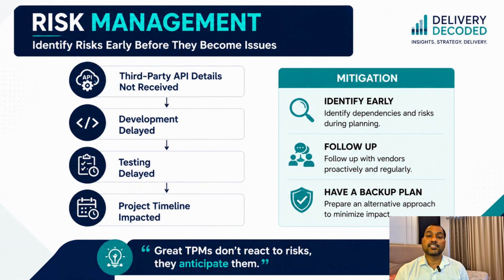We have a project where the leadership wants us to put a solution in place for the reporting need. Suppose we are dependent on one vendor to provide us an API for the integration, and suppose that API gets delayed. If that API gets delayed, then the development will get delayed, and if development gets delayed, then testing will get delayed. So one risk can impact the project timeline. That's why TPMs are there to identify these risks early, before they become issues.